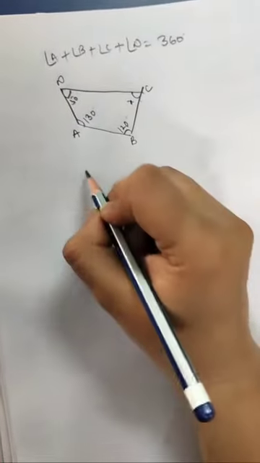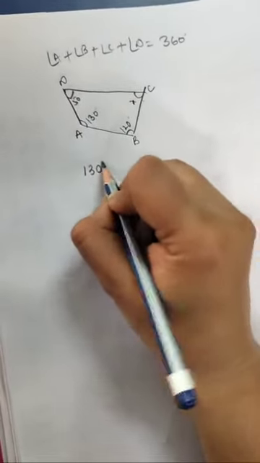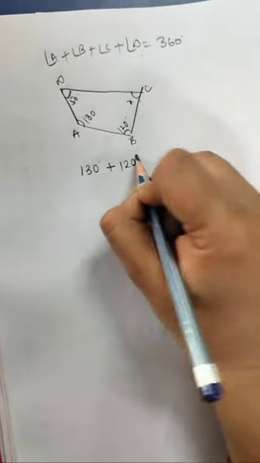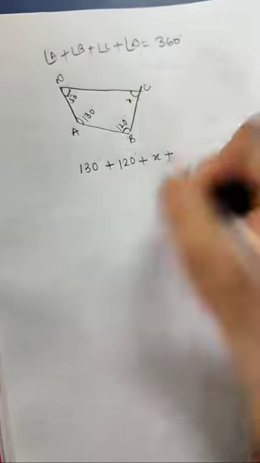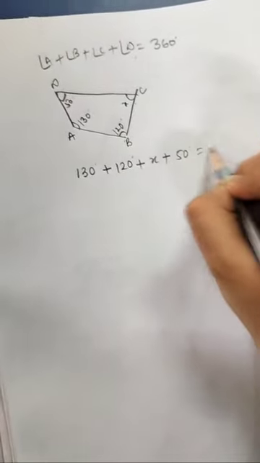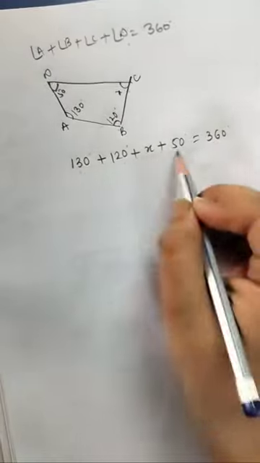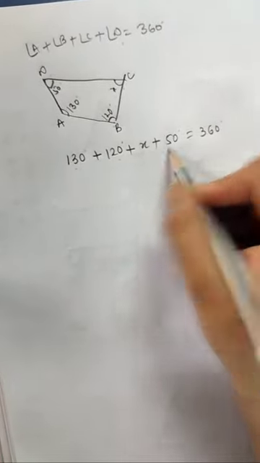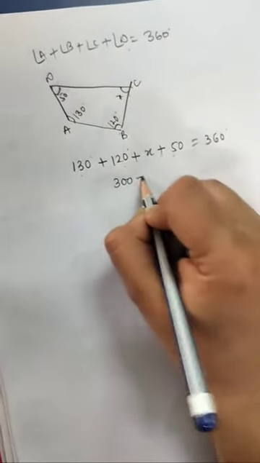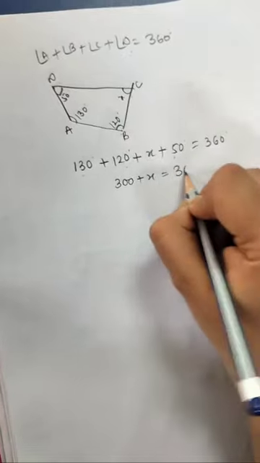Angle A is 130 degree. We put the values in this equation. Angle B is 120 degree, angle C is X, and angle D is 50 degree. That will be equal to 360 degree. When we add these three values, we will get 300. So we have 300 plus X equals 360 degree.